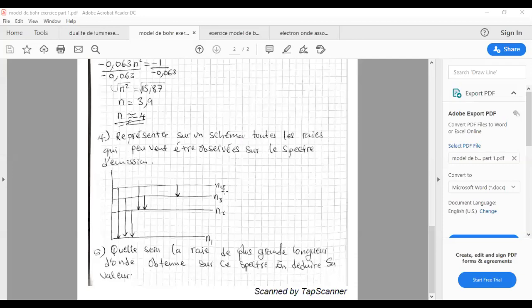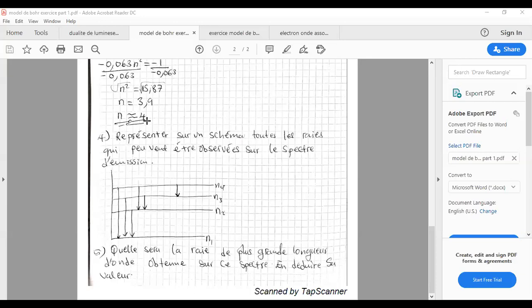until n is equal to 4. But sometimes they specify if they want you to draw just one. That's when you draw just this one. In this case, they are saying draw all the rays which you can see, apart from what you have calculated. If they ask in such a manner, they mean you to draw all the rays which you can see until the last shell which you have calculated, n is equal to 4. I don't know if it's clear.